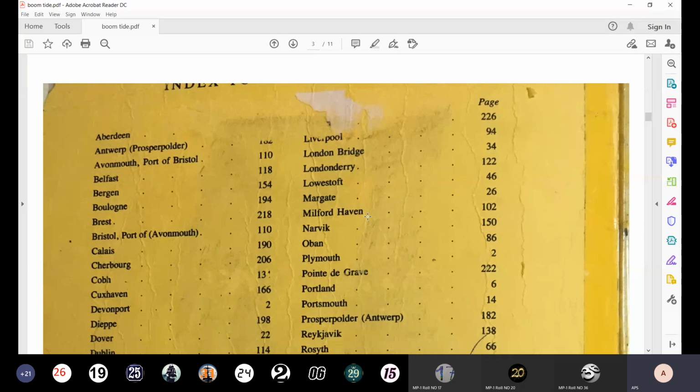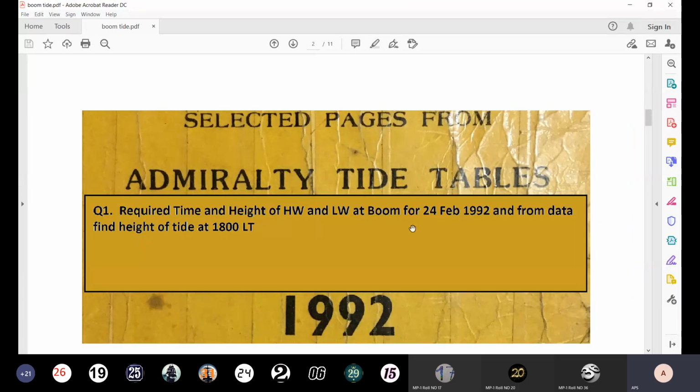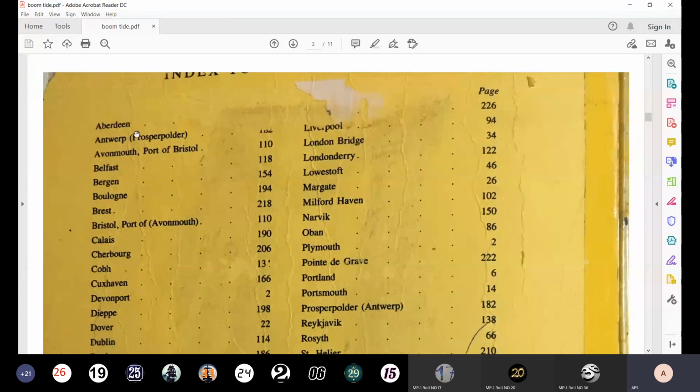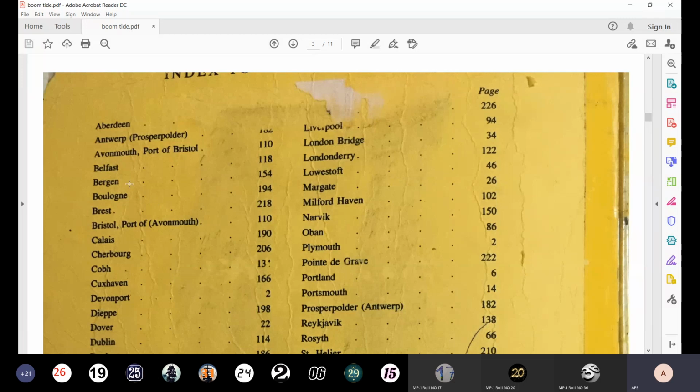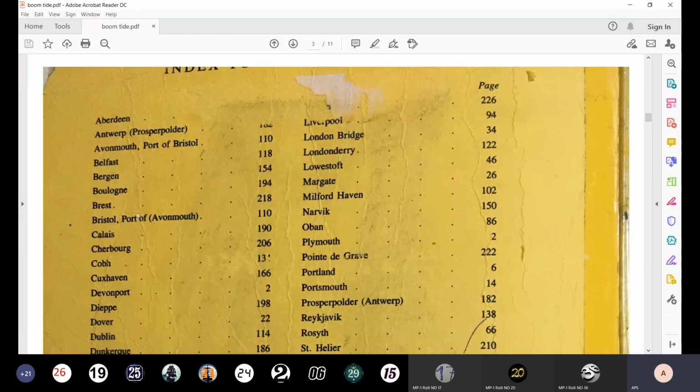I think in some of those books which you have got, you may not have this inside cover, whereas in the actual volume you will have the inside cover. Just behind this cover page, you will see name of all the standard ports given and the page number. So these are all standard ports. Now in this you will find no Boom is written. So definitely it is not coming in volume 1 as a standard port.